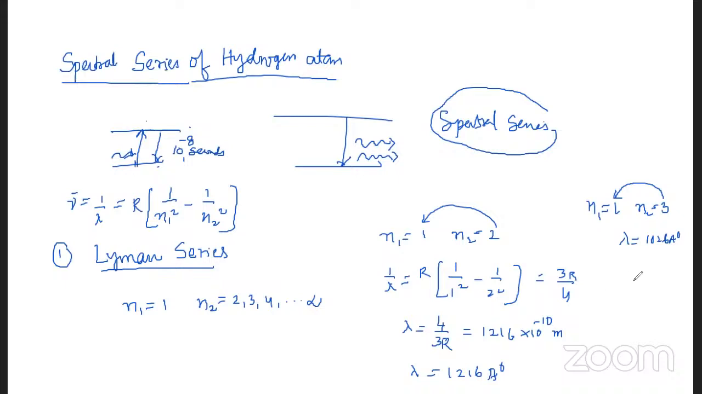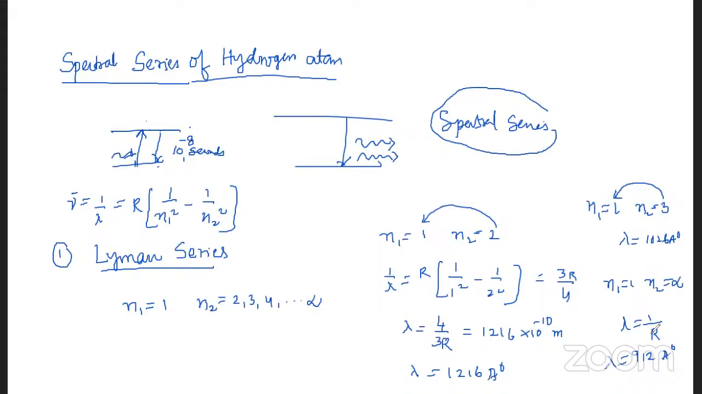Suppose it is jumping from the last, highest energy level, which we call the limiting case. That means n1 equals 1 and n2 should be infinite. So we substitute n1 equals 1 and n2 equals infinity, and we get lambda equals simply 1 by R. If you calculate this, lambda equals 912 angstroms.